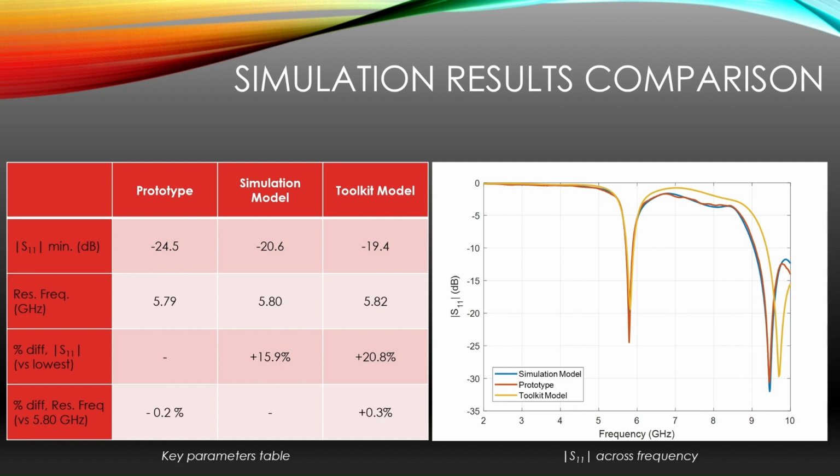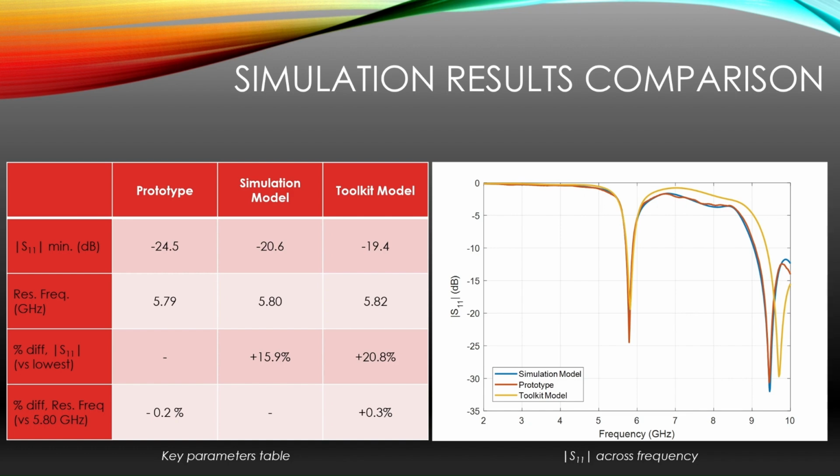Let's go ahead and look at our reflection coefficient. So plotted on the right there is the reflection coefficient magnitude across frequency of all 3 antenna models. We can see the curves generally agree up to about 5.8 gigahertz, where all 3 exhibit approximately a resonance near -20 dB. Then after that, the curves begin to separate, especially around 9.5 gigahertz. It's obvious that the toolkit model has a higher frequency shift than do the simulation and prototype models.